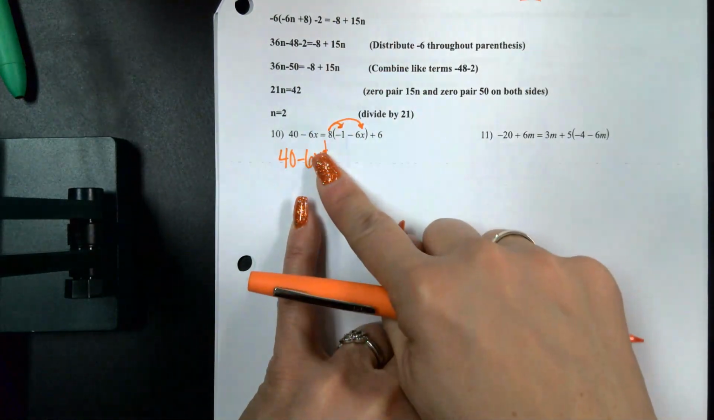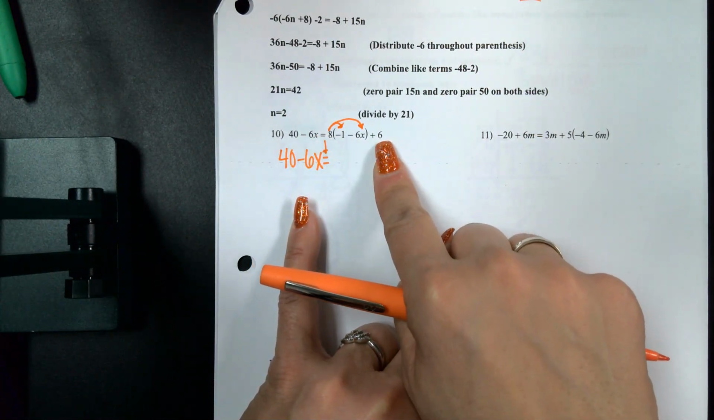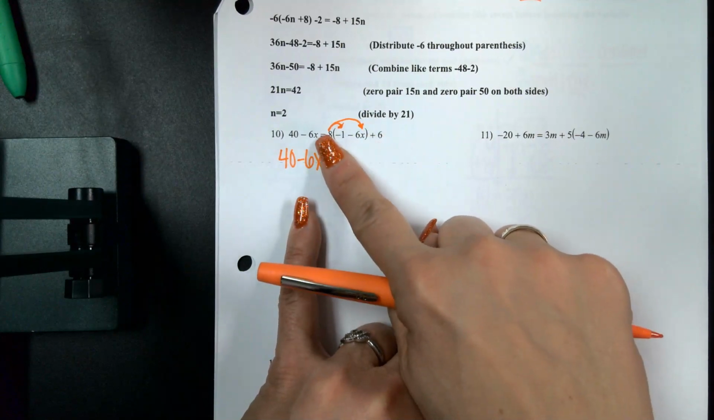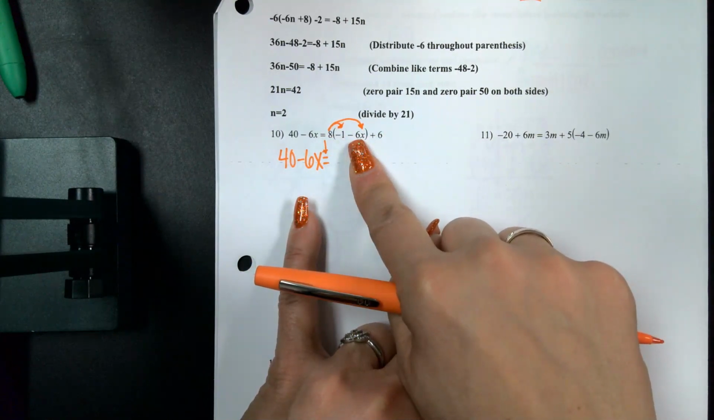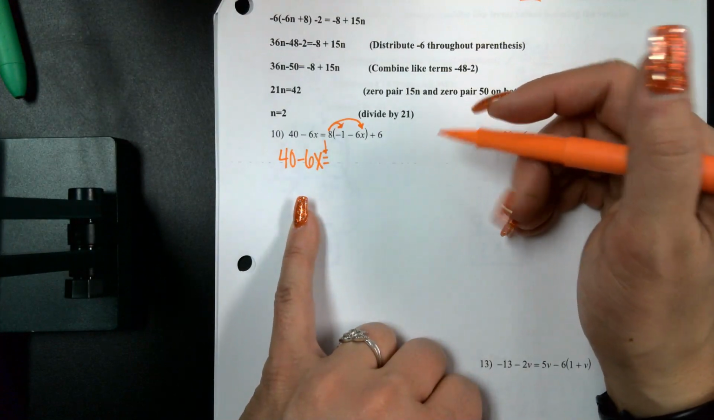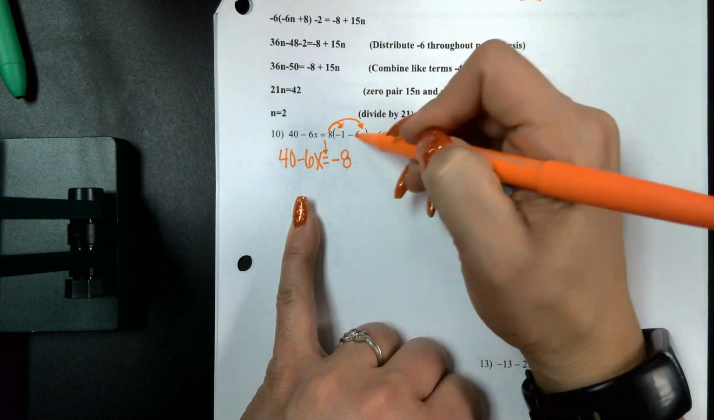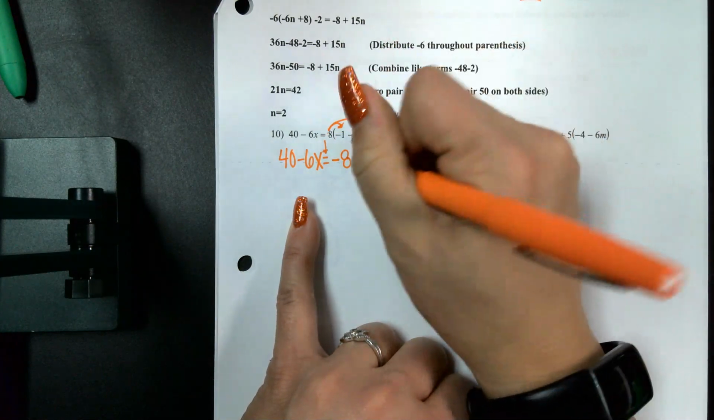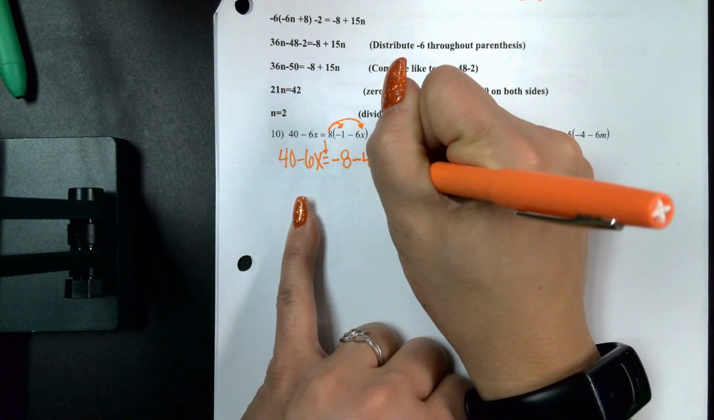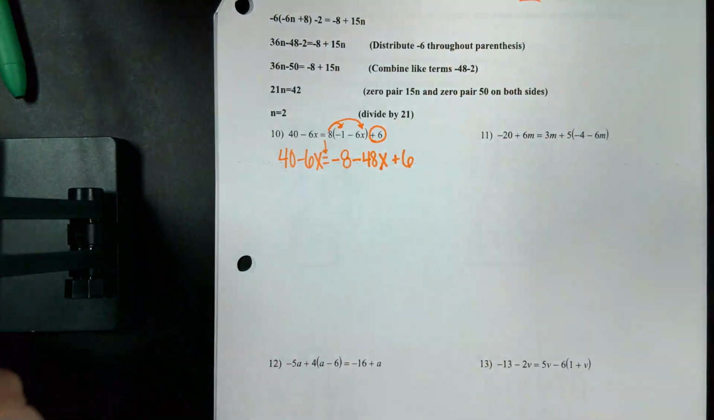And look up at the board, please. This 8 does not distribute with this plus 6 all the way at the end. That 6 is not in parentheses. So you just multiply it by these two. 8 times -1 is -8. And 8 times -6x, -48, just don't forget the x with it. And then this plus 6 hanging out by itself there at the end.